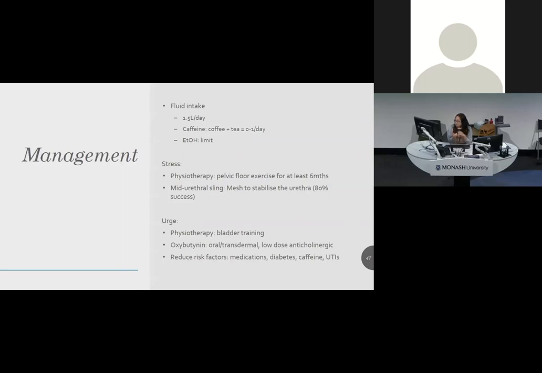In terms of urge incontinence, bladder training with the physio. Like I said, a lot of them do start going every hour and then their bladder gets used to them having to go every hour. So you send them to physio and they'll get them to start having longer and longer periods of time between going to the toilet. Medications, so oxybutynin can help either orally or transdermally or any other low dose anticholinergic. But if one of them doesn't work, the rest are unlikely to work.